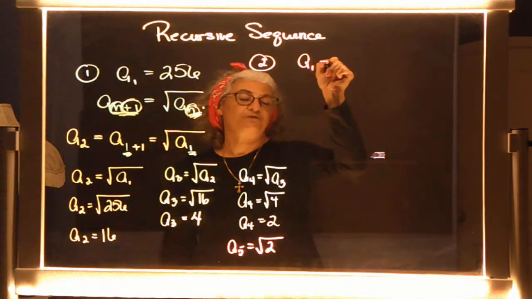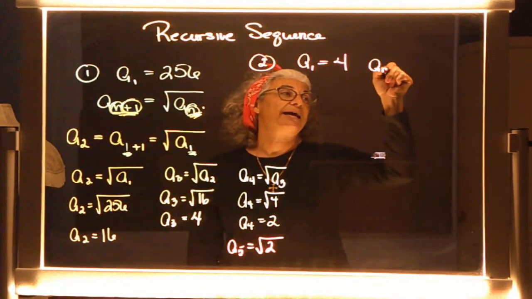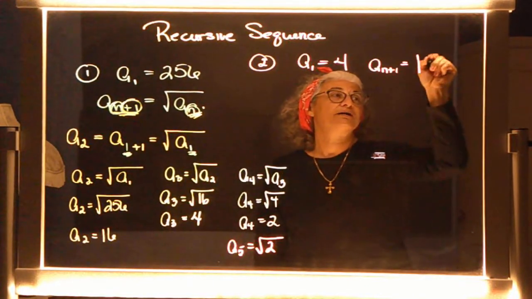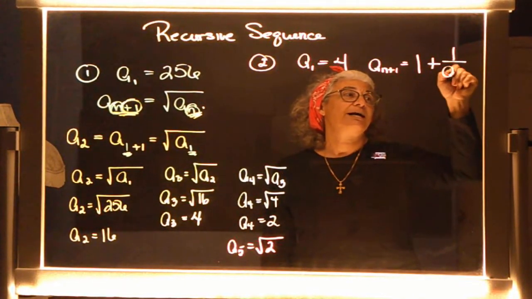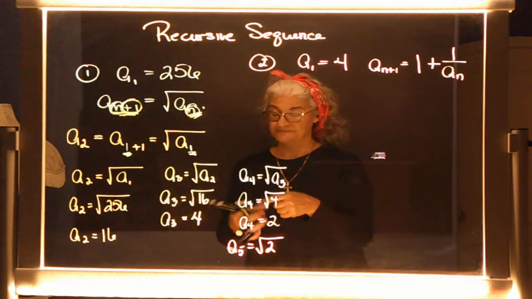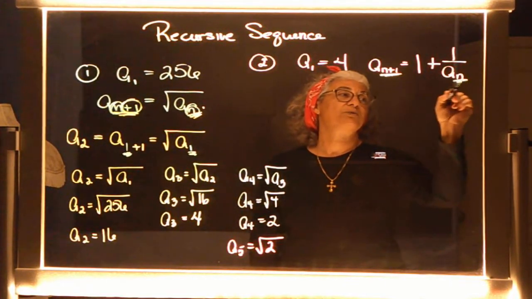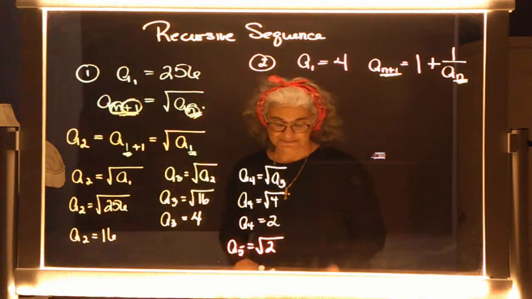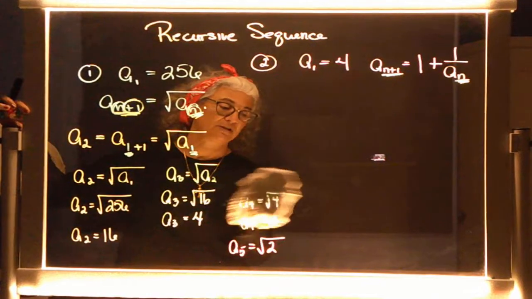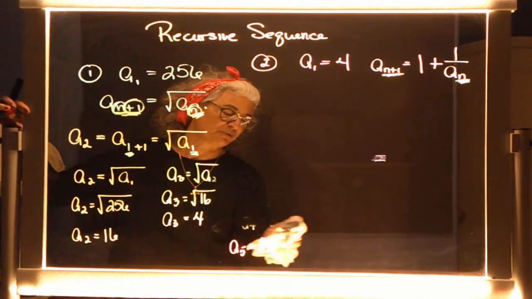Okay. So now, let's look at a second problem. They tell me the first term is equal to 4. And they tell me a sub n plus 1 is equal to 1 plus 1 over a sub n. So notice, this term is one more than the one we're plugging in, right? Okay, don't think too deep. Some of you are going to think too deep. Don't think too deep.